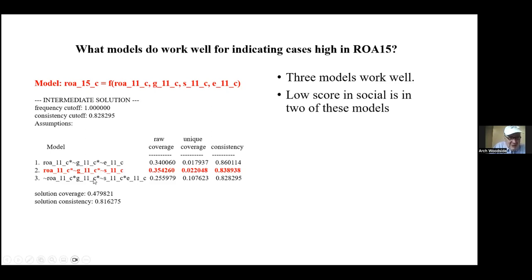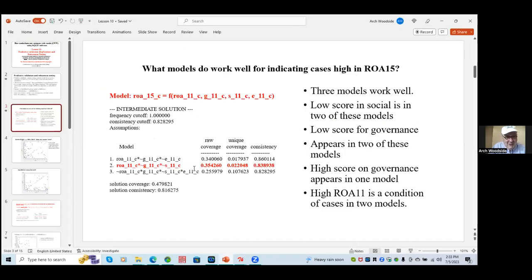And there's a negation of one of the ESG factors in all 3 models. There's at least one negation. So the first model has a negation of governance and a negation of environment, and the S is not in the model, signifying the S is not irrelevant to the performance of this model. And the consistency of the model is quite good. It's 0.86. I'll just underline that 0.86 here.